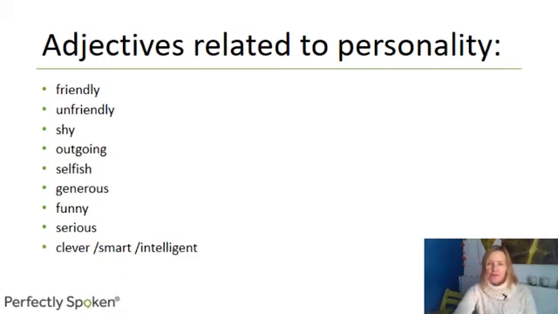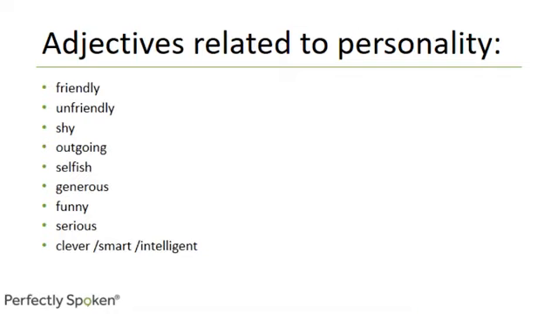Okay. So now you've got clever or smart, intelligent. They're all similar. Clever, like he really knows what he's talking about. Smart, he really knows what he's talking about. Intelligent, it's like he is very clever, very similar. Okay, so these are very typical words used when we're talking about personality. So you've got friendly, unfriendly, shy, outgoing, selfish, generous, funny, serious, and the last one, clever, smart, or intelligent.